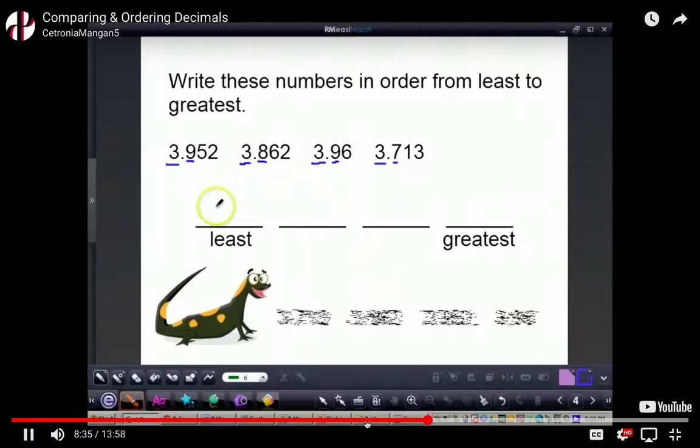So I will just write 3 and 713 thousandths. Okay, I'm finished with that number, so I'm just going to cross that out. Now I'm going to go to the next greatest number. I can see that 3 and 952 thousandths has a 9 in the tenths place. The next number here has an 8 in the tenths place. And the third number has a 9 in the tenths place. So since 3 and 862 thousandths has an 8 in the tenths place, that is the next greatest number, so I'll just write that on my line here.